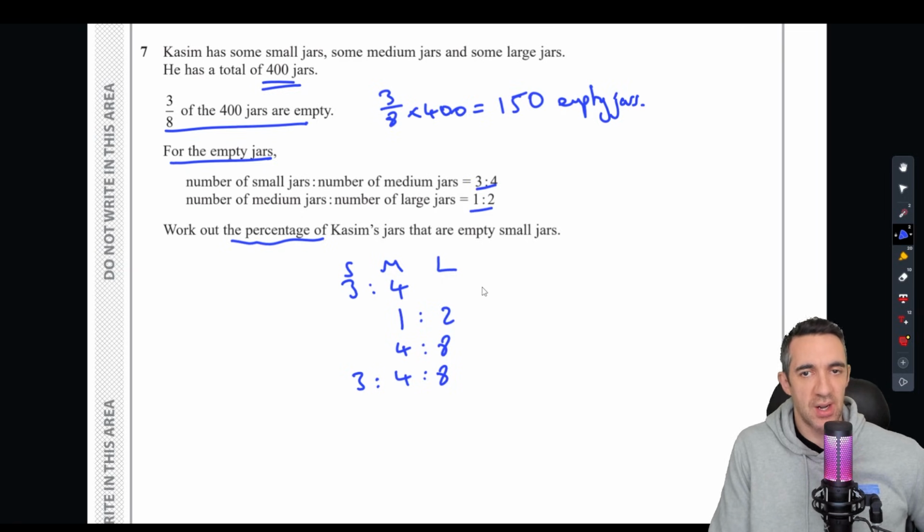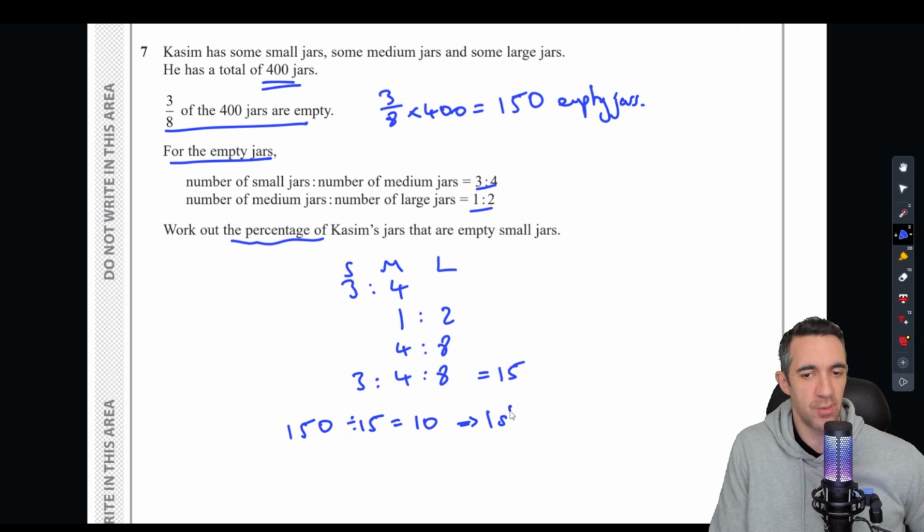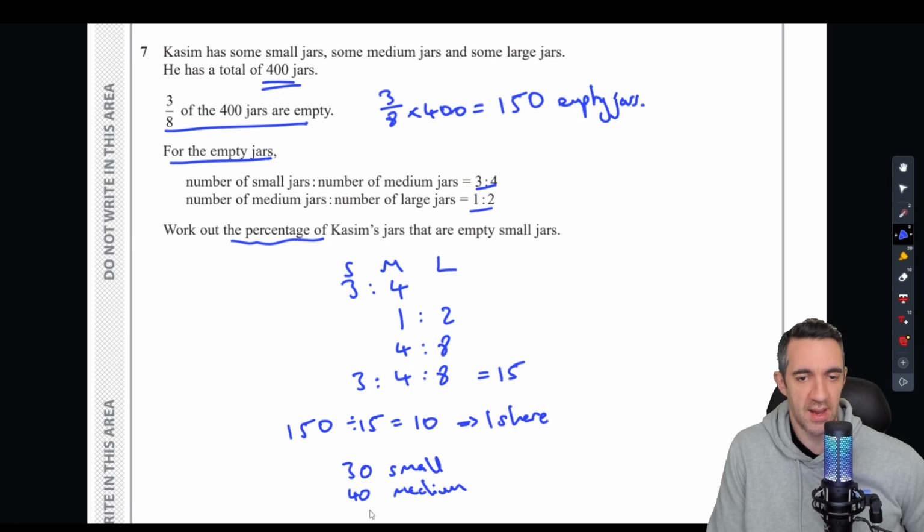So that's for my empty jars, and I've got 150 empty jars, so I can now do how many jars of each size I have that are empty. So I can do 150. So if I add those up, I get 15. Right, okay, this is nice with that calculator. So 150 divided by 15 gets me 10, obviously. So that's my 1 share that I would normally find in a ratio problem. So I've got my 1 share. So that means there are 30 small, 40 medium, and squeeze this in down here, 80 large. Right, so there we go.